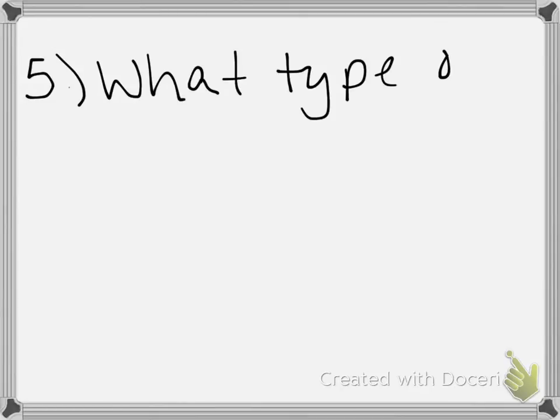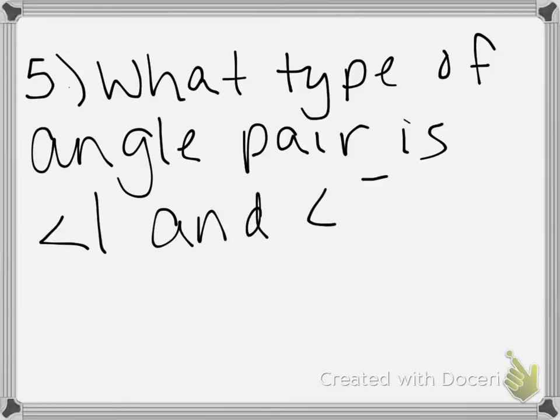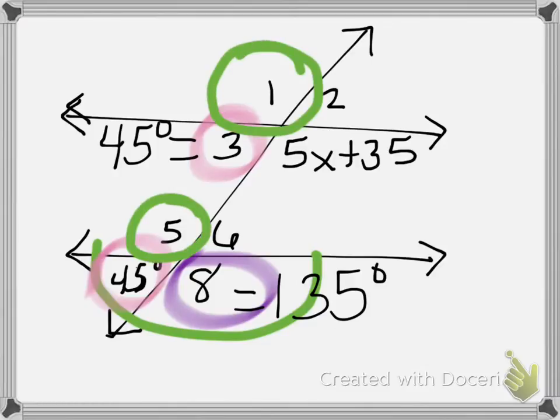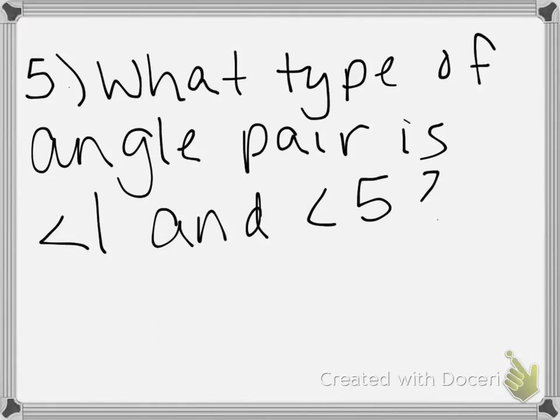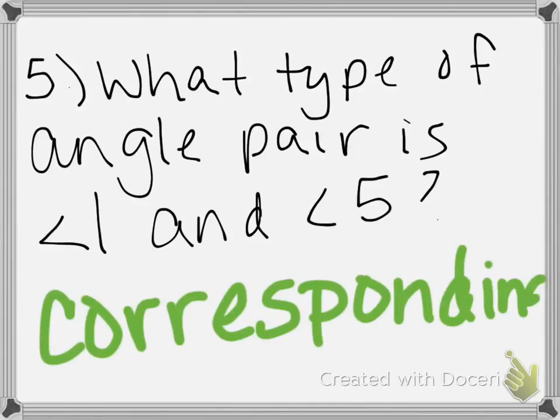And then question 5, excuse me, says what type of angle pair is angle 1 and angle 5. So looking at angle 1, angle 1 is here, angle 5 is here. They are to the left of the transversal and above the parallel lines, so that makes them corresponding angles. And that should be what is on the right-hand side of your paper.